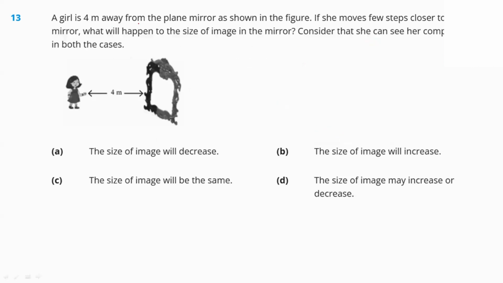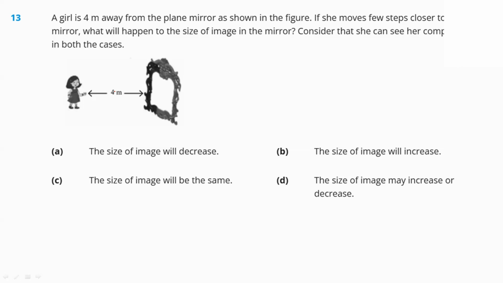A girl is 4 meters away from a plane mirror as shown in the figure. If she moves a few steps closer to the mirror, what will happen to the size of the image in the mirror? Consider that she has seen her complete image in both the cases. So in the first case, she's 4 meters away from the mirror. Now after some time, she is going a few steps closer to the mirror. So what will be the distance between the mirror and the image over here? The question is asking in both the cases.